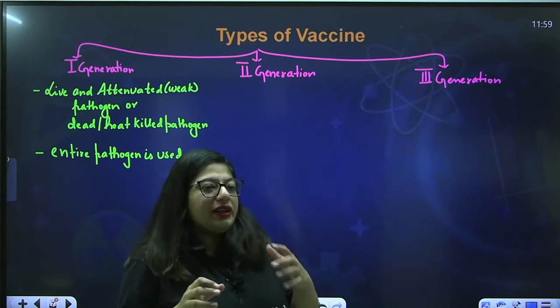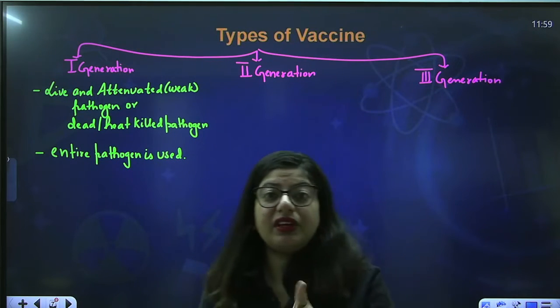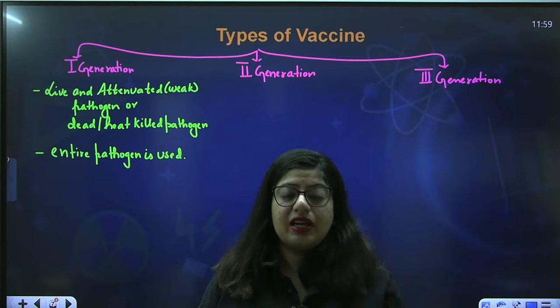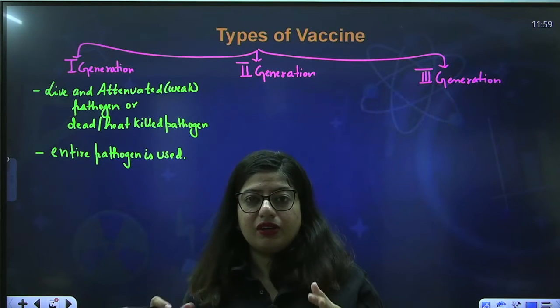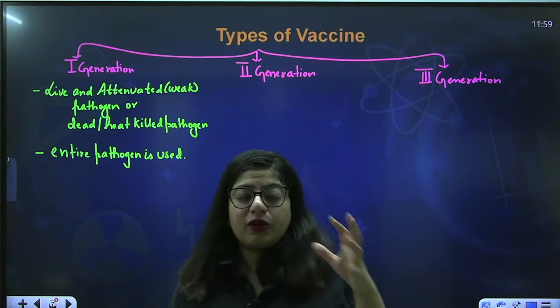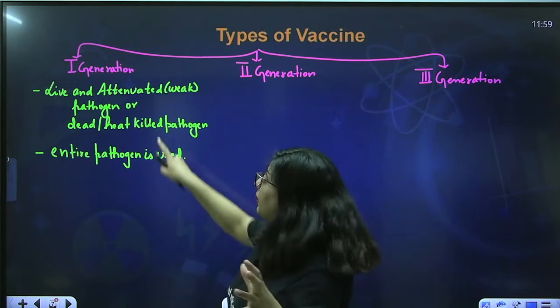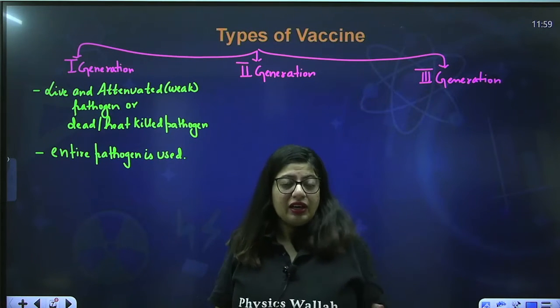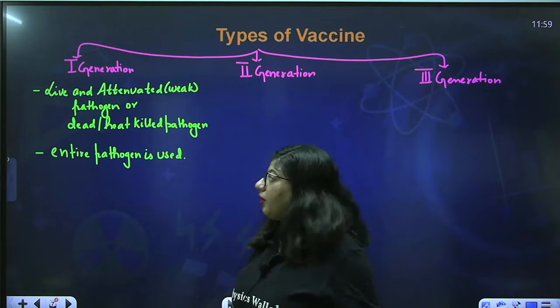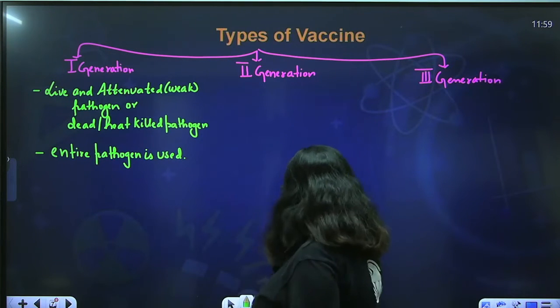Either it will be live. If it is live, it should be weak. It should not cause you any disease. So that's why some vaccines should be made very carefully, because if it is live and you have not made it weak very nicely, they will cause you a disease. Or it should be dead. Let me give you some examples.